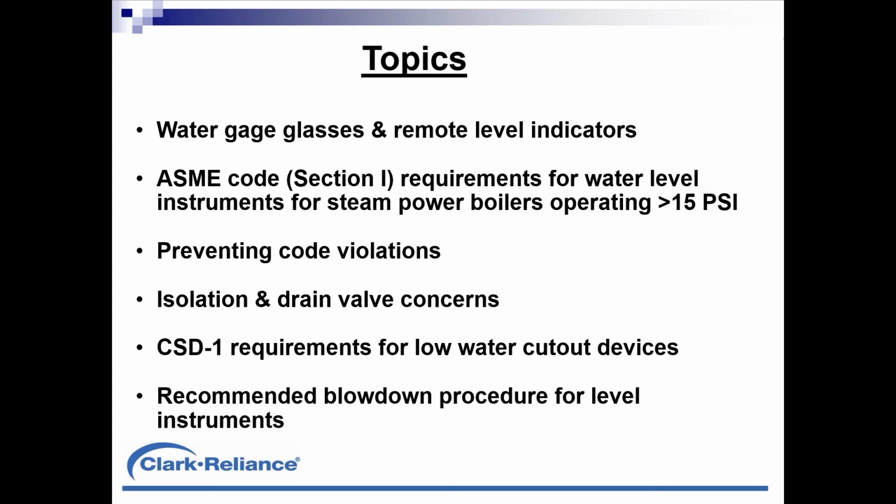Section 7 is titled Recommendations for the Proper Care of Power Boilers. It's about a 250-page document, and you can reach that through ASME. There's a lot of good helpful information in there for operators and owners.